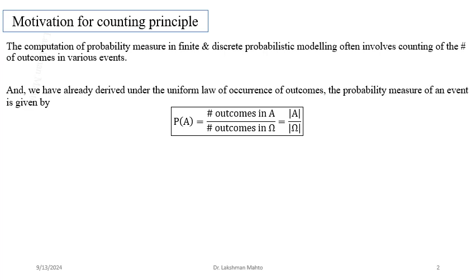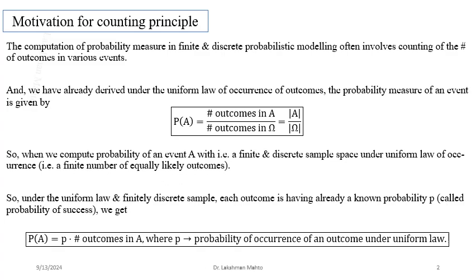And we have already derived the formula that the probability of an event in finite and discrete probabilistic modeling is equal to the number of outcomes in event A divided by the number of outcomes in sample space omega. That we had already seen. And one thing, that it is not always true in general, that also I had mentioned. So when we compute the probability of an event with a finite and discrete sample space under the uniform law of occurrence, each outcome already has equal probability.